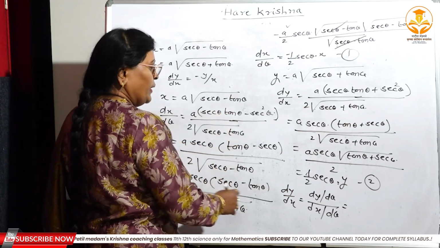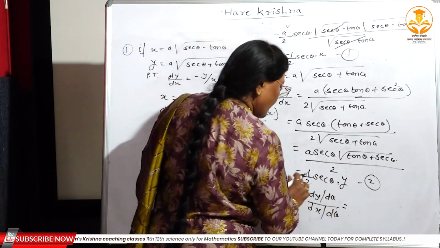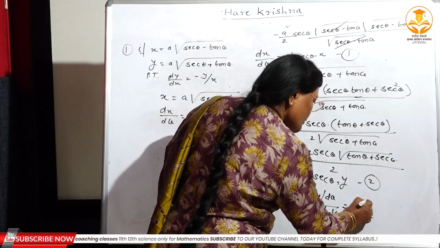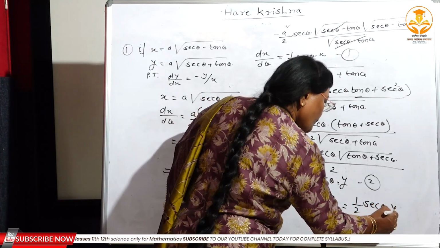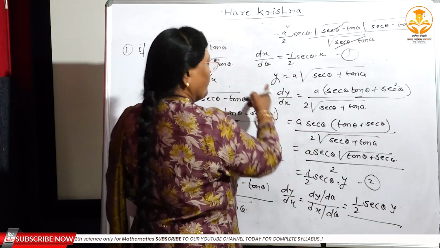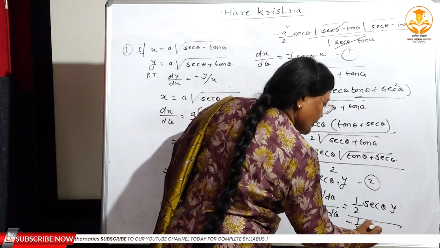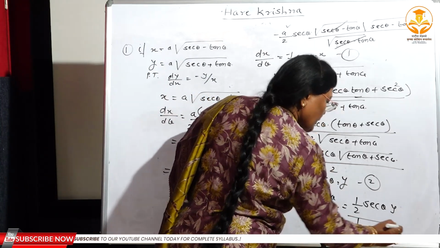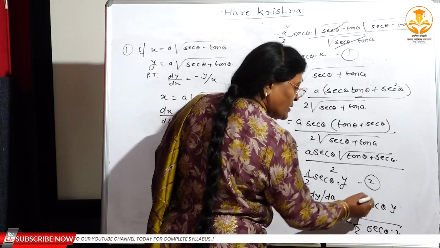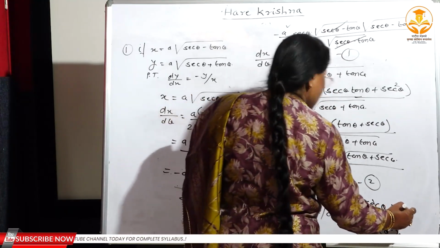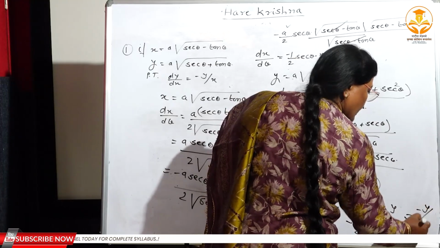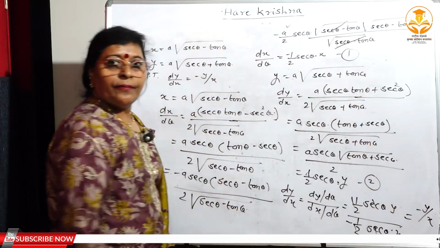Here you have got dy by d theta, it is nothing but 1 by 2 sec theta into y, right? Again, what is dx by d theta? Minus 1 by 2 sec theta into x. Again 1 by 2 get cancelled, sec theta get cancelled. Here you have got the result, that is minus y by x, right?